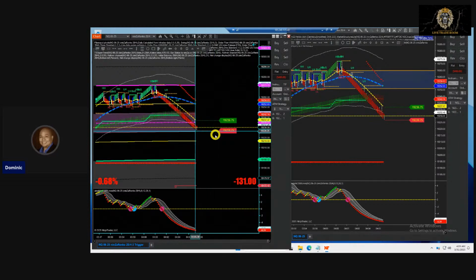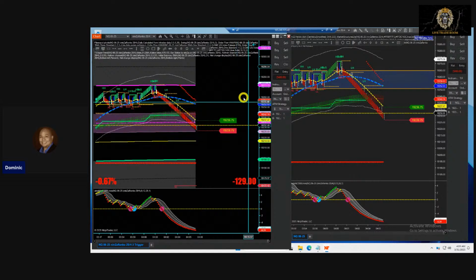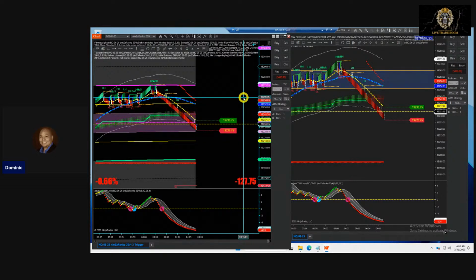Let's see what happens here. That's why I'm just waiting to see what happens, because it may bounce off this deviation level right here. They finally have the momentum to break.